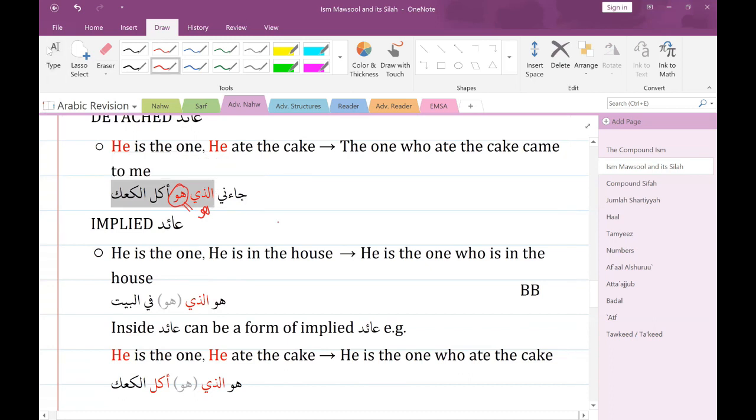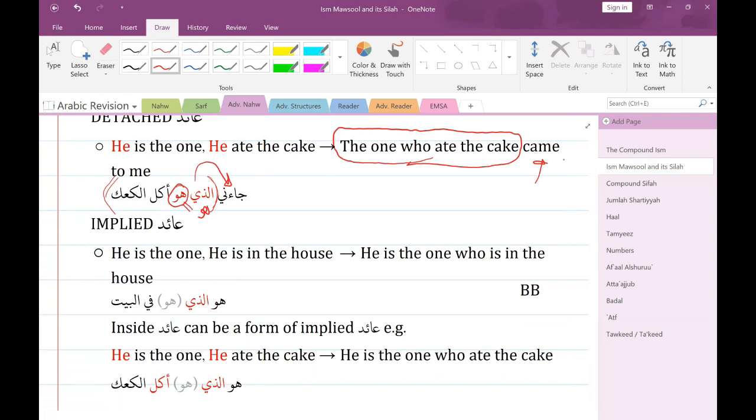So this whole thing, remember we said that Ism Mawsool and Silatul Mawsool can act as a fa'il, a maf'ul, you know, any number of things. It can be a sifa, it can be a number of things. So in this case, it's going to be fi mahalli rafa fa'il. The one who, so you can even see in the translation, we started with the fa'il, the one who ate the cake, then the verb. Normally in translation to English, that's what we do. We start with the fa'il, then we go to the verb, and then whatever else. So that's the outside doer of ja'ani.